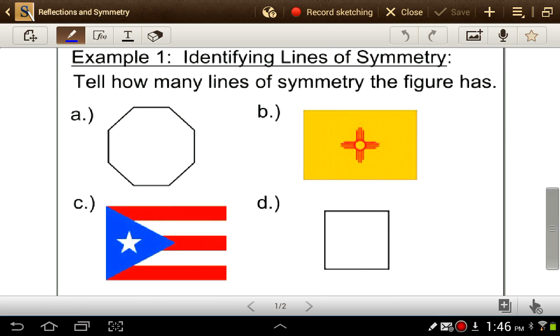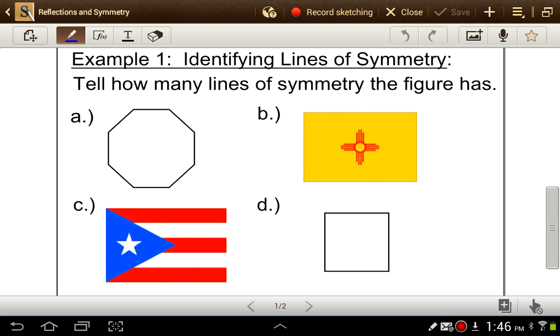Example 1. Identifying lines of symmetry. So let's talk about symmetry within an object. You're going to get some shapes here, and I want you to draw all the lines of symmetry and then tell how many lines of symmetry it has. So you need to draw them and then tell. I'm just going to quickly go through these, the easy ones. You can come through there, and there, and through there, and through there.